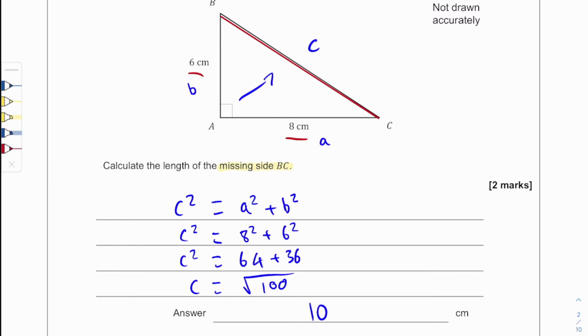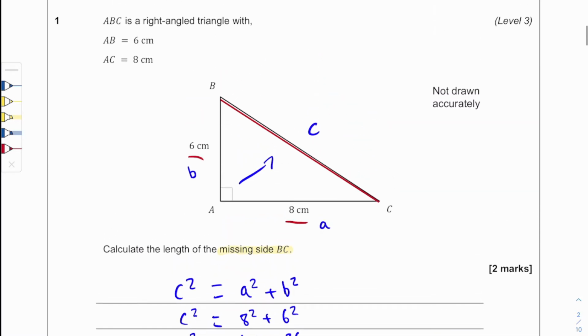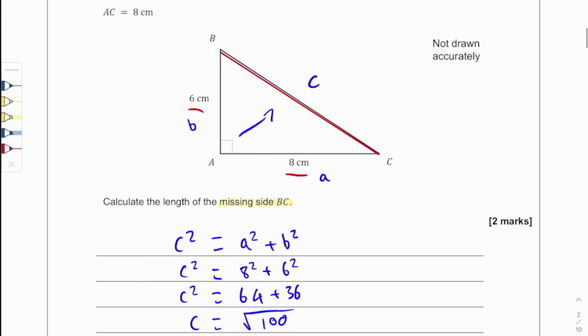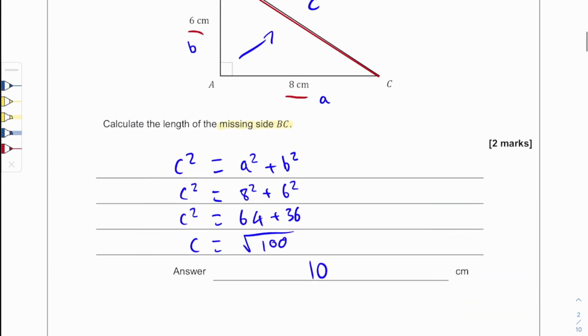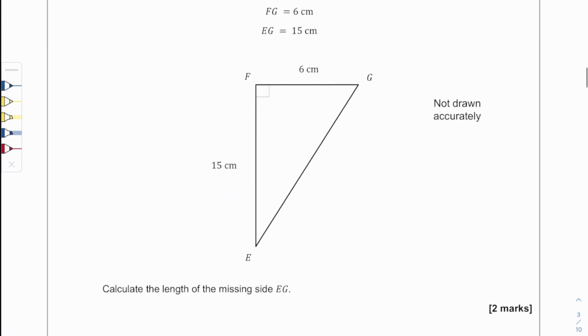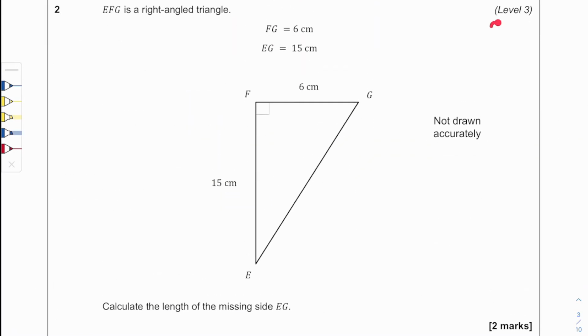Okay, so that's the kind of basic question that you're going to get. So you'll be given a triangle with one missing side, and you've just got to use the formula to work out what that missing length is. Okay, let's move on to the second question now, which will be pretty similar. So it's still level 3, so let's have a look at this one.